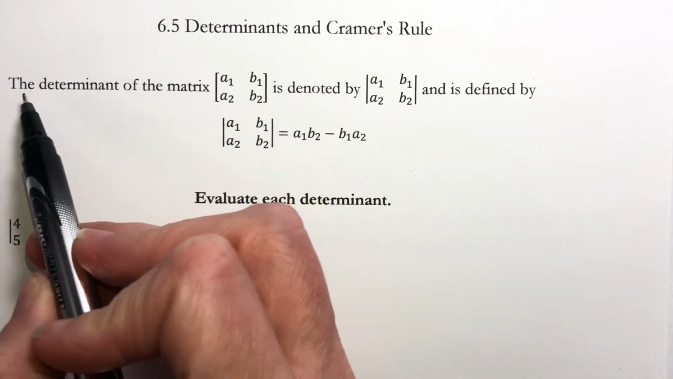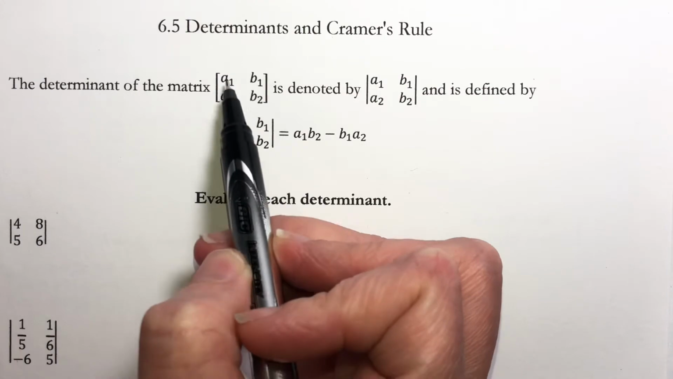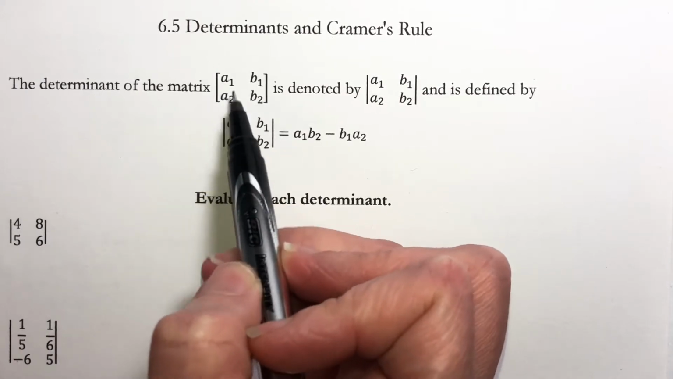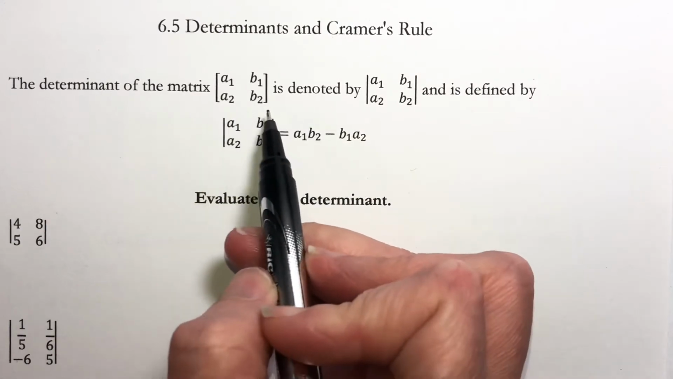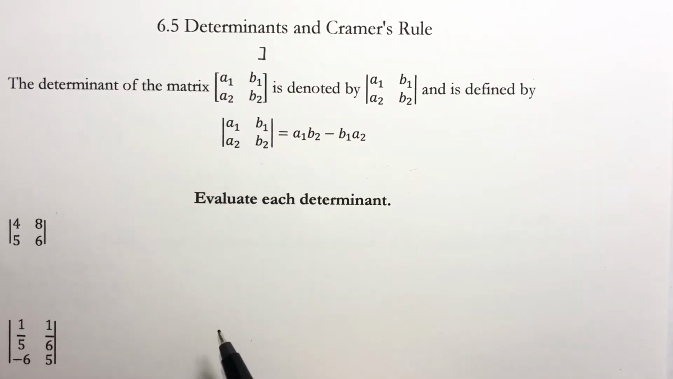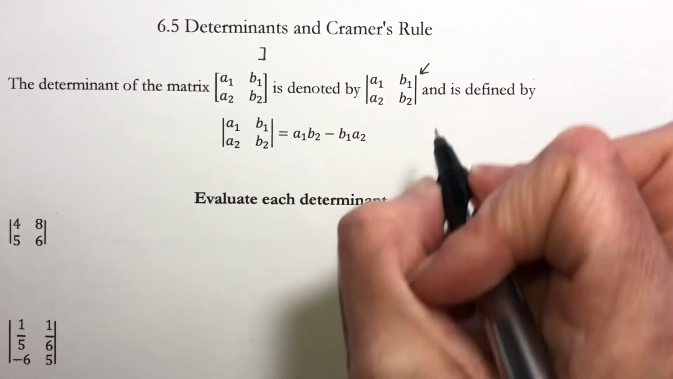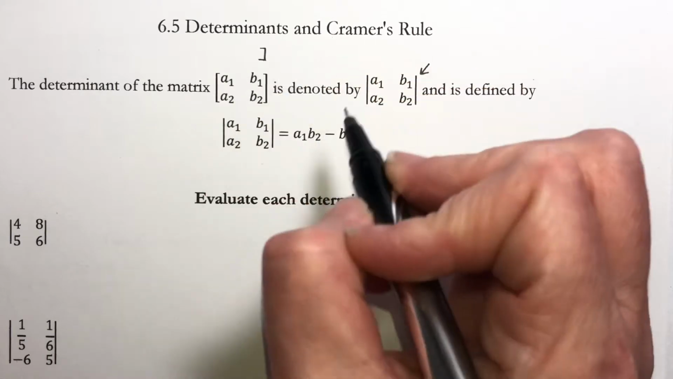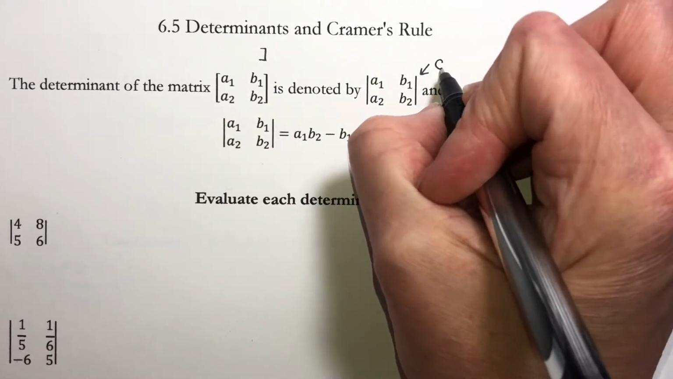If we have a matrix that looks like this, where the A's are basically the coefficients of our x values, and the B's the coefficients of our y values. Notice that these are squared off brackets. That's a matrix. Notice right here that they are straight lines. They do not have the lines across the top. These are just straight, kind of like an absolute value. This is a determinant.